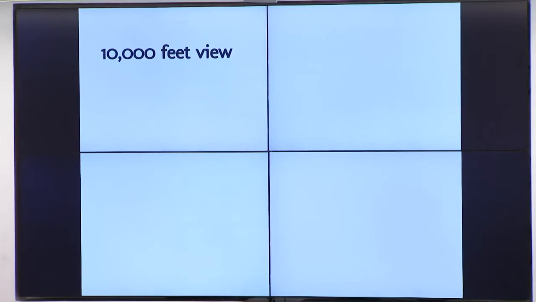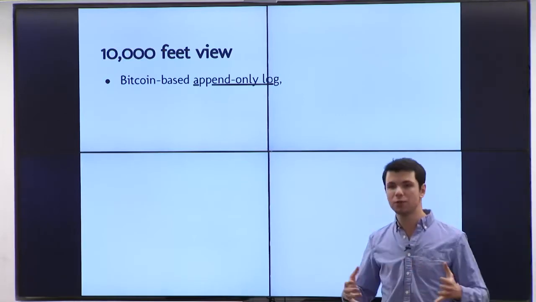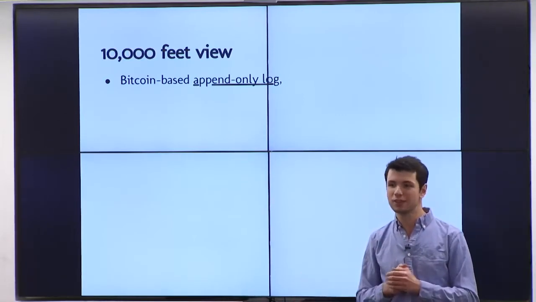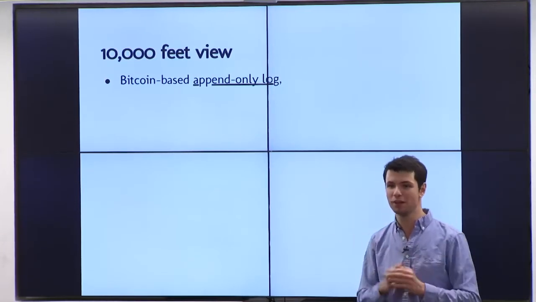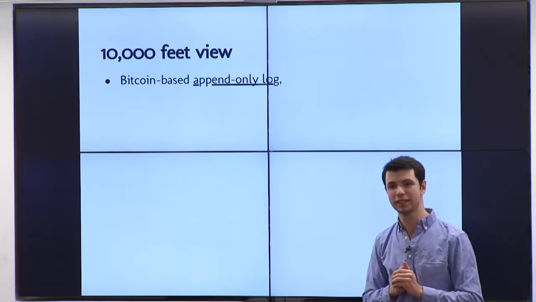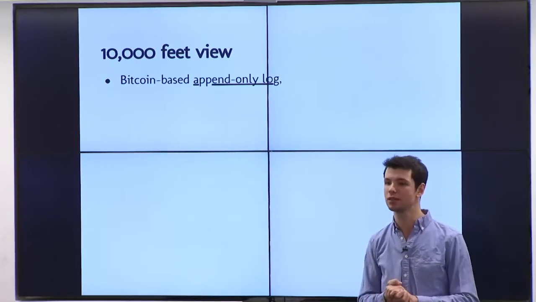So the 10,000 feet view of this system is we built this Bitcoin-based append-only log. And the way to think about it is that Bitcoin is already an append-only log. It's just that it's kind of inefficient to look in that log. If you want to pick certain things from the Bitcoin blockchain, like you put certain bits and pieces of data there, you have to kind of download the whole thing to make sure you're not missing anything. And I'll tell you why soon. So instead of putting stuff naively in the Bitcoin blockchain, we put it in a more principled way. And in this sense, we get a log in another log. We get our log in the Bitcoin log.